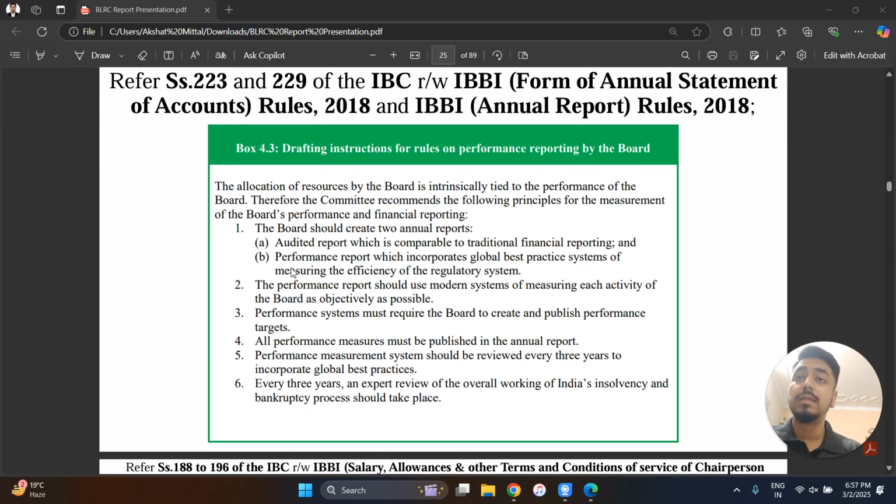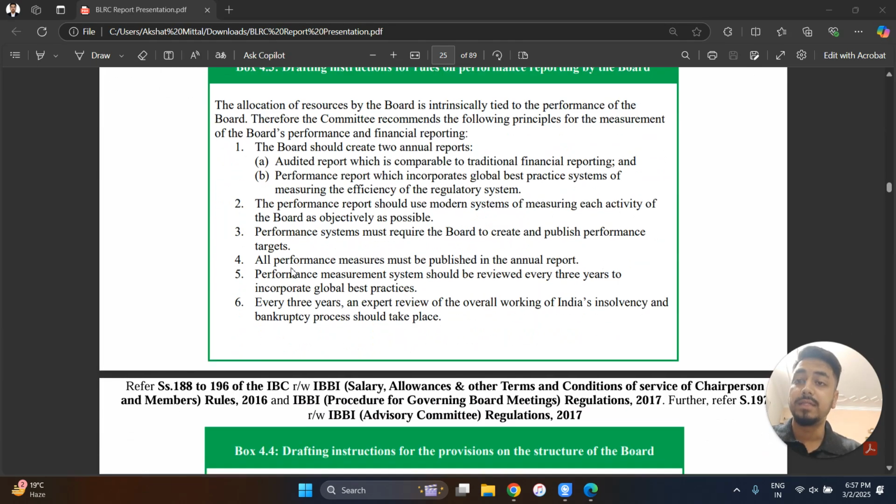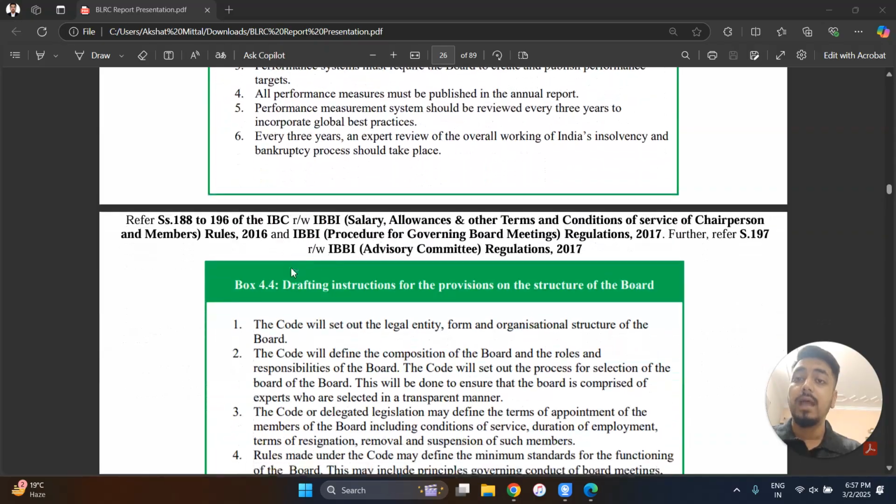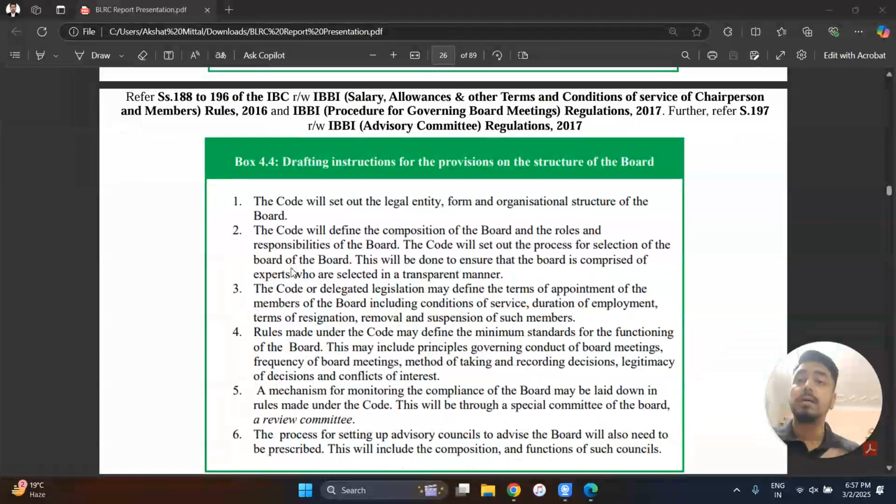So these green boxes in the report reflect the drafting instructions given by the committee, and on these points, you will find a lot of regulations which have been made by the IBBI and rules made by the central government.